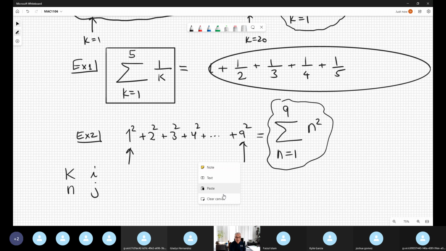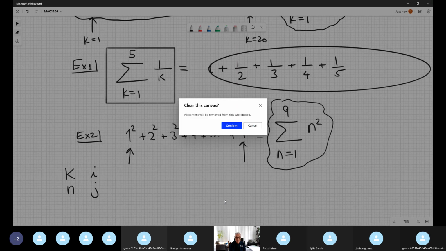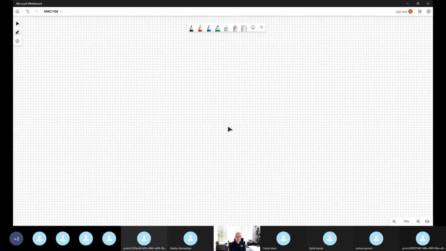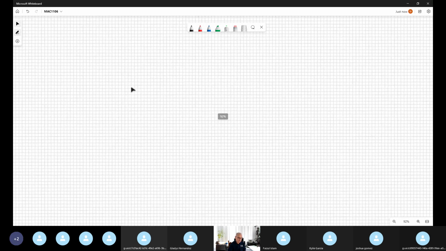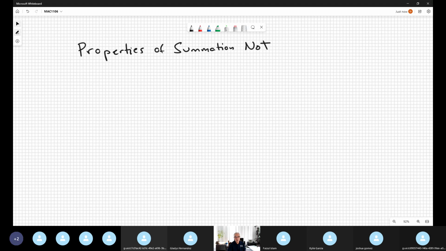Now, let's see an application of this. A fantastic application for the summation notation. Therefore, we need to study several properties of summation notation. Okay, let's do it. Property number 1, which is elementary.